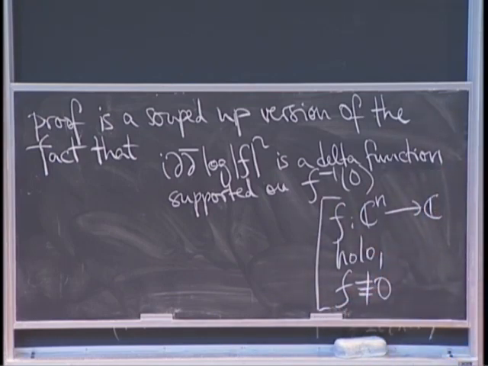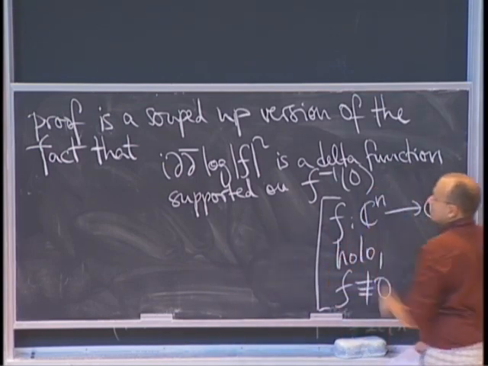Or if you want even more simply, the Green's function of the Laplacian in the complex plane is log r. It's like a delta function at the origin, and now you cross that with n minus 1 complex directions, and that's what you get. So that's what this comes down to.